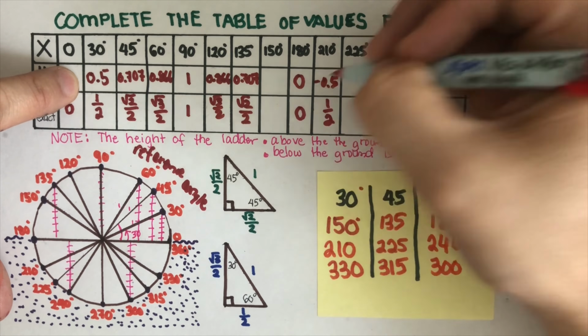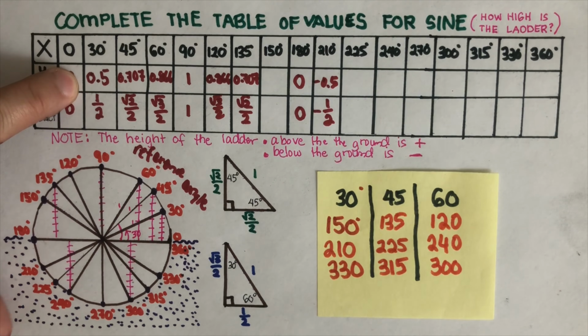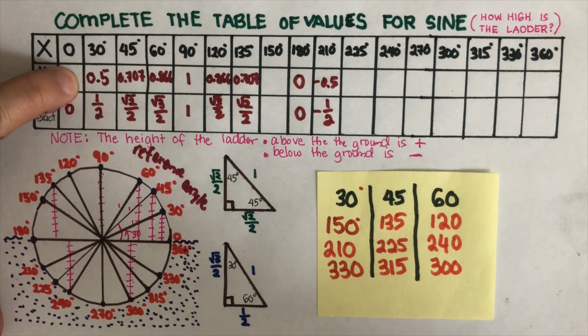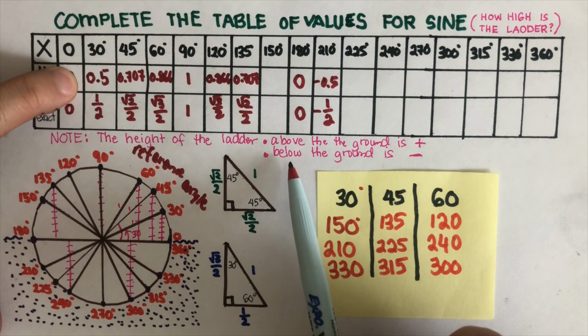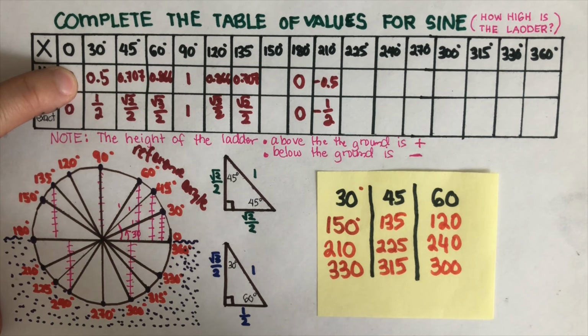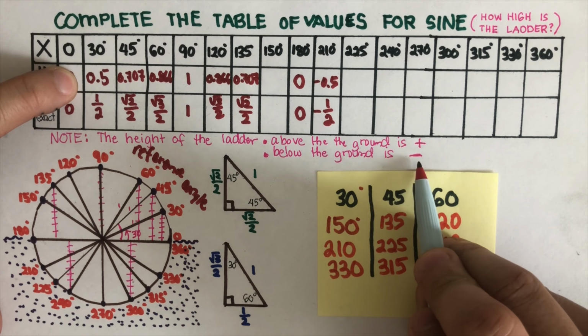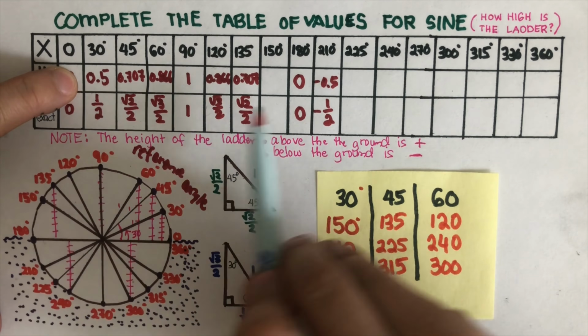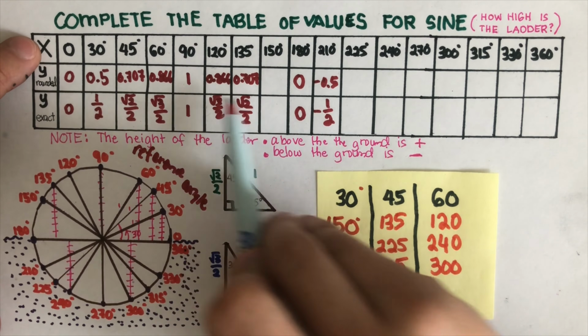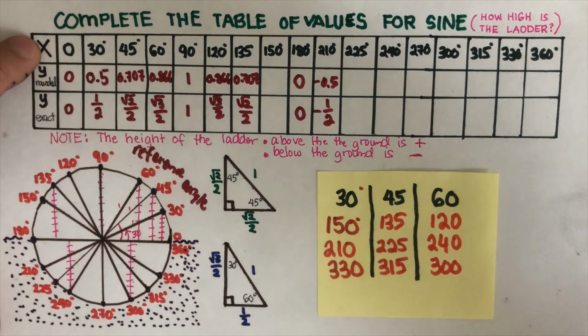Now, I am going to put a negative. Why is this 210 a negative? Again, this is negative because this is below the ground. So starting from 210 all the way to 330, they will come out negative because below the ground is negative. Above the ground, we stop at 180. These are all positives.